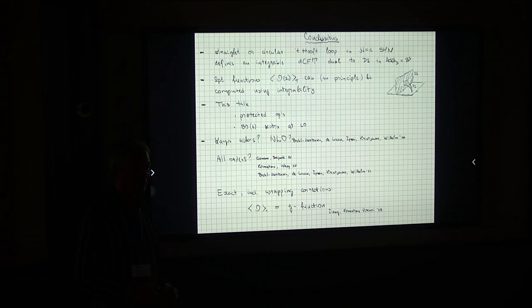At the beginning, you said you are calculating this supersymmetric 't Hooft loop, and then you calculated the expectation value of this protected operator, but still you got some wrapping correction. So how is it possible?